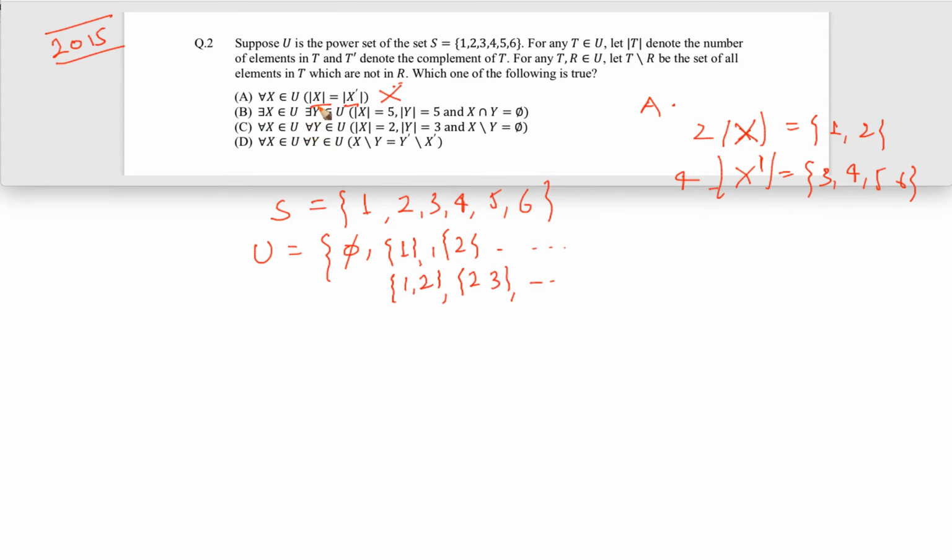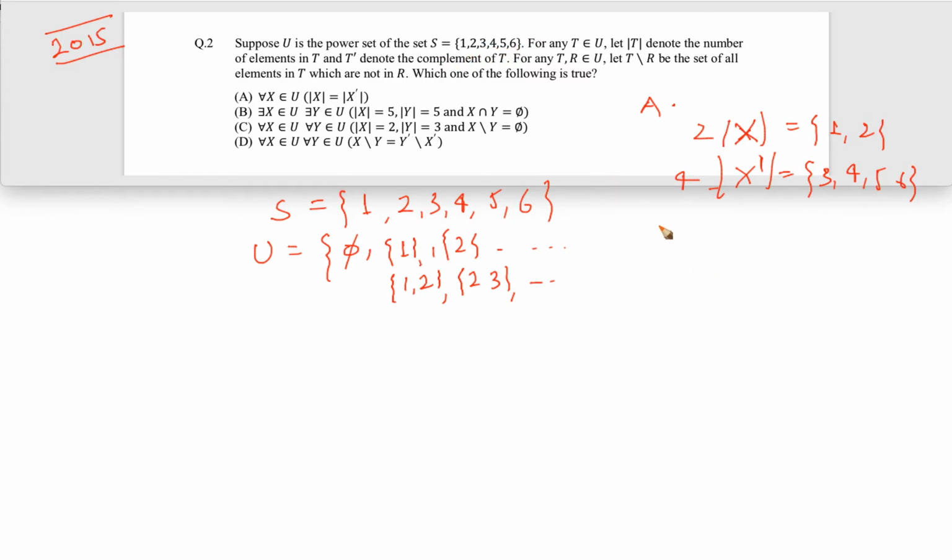They are saying that there exist x and y in the power set, such that the size of x is 5 and the size of y is also 5, and at the same time x intersection y is empty. It means x and y have no elements in common, so x has 5 elements, y has 5 elements, and both have distinct elements. There is no sharing, so there should be at least 10 elements overall, but there are only 6 elements here, so that is definitely not possible, right?